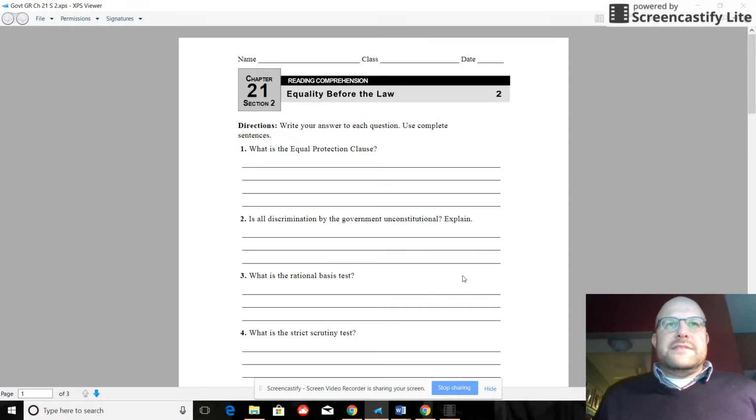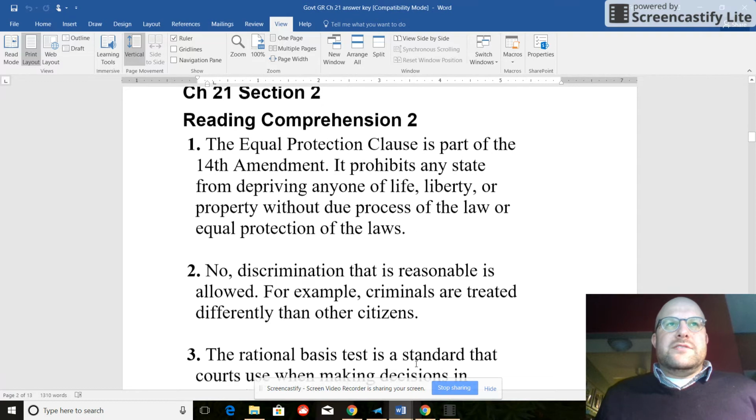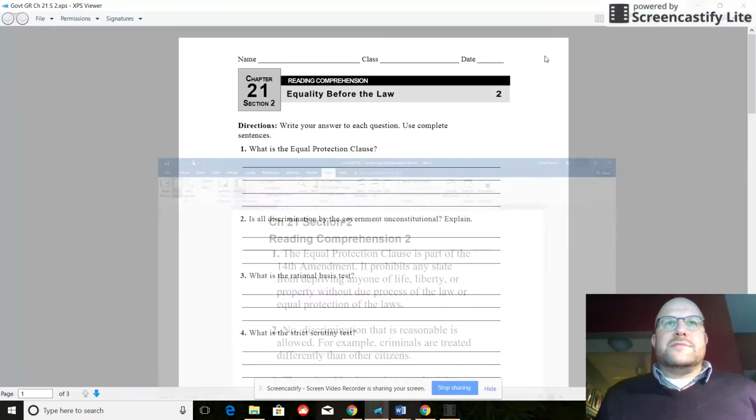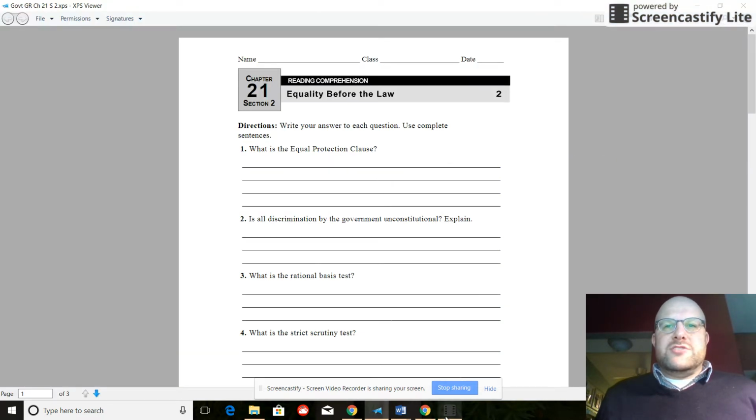Today we're going over 21.2 in your text, equality before the law. If you were in my class, we covered this, but I'm going to review some of the concepts anyway, just because some of them were a little bit difficult. This is the sheet that you should have in front of you for taking notes. The sheet I'm referring to on the screen is this one, so you'll just have to follow with the numbers, but it corresponds to this particular sheet.